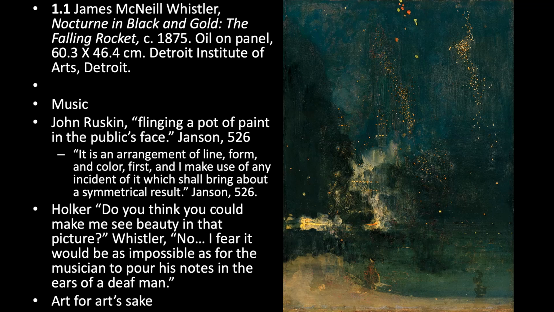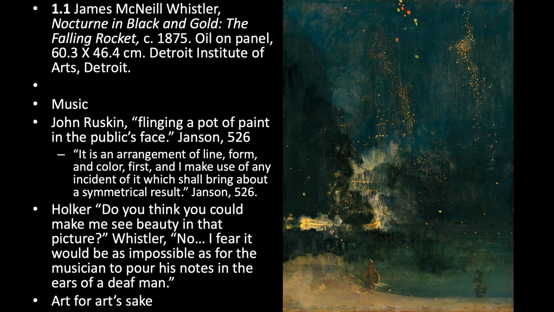So what happened is Ruskin did something kind of silly. He started to print this kind of stuff in newspapers, like the thing about flinging a pot of paint in the public's face, basically accusing Whistler of ripping people off.